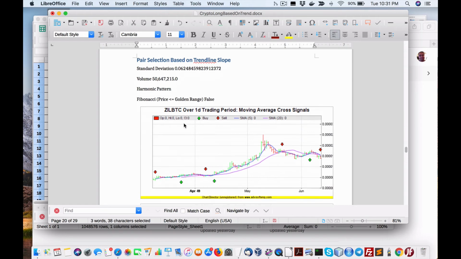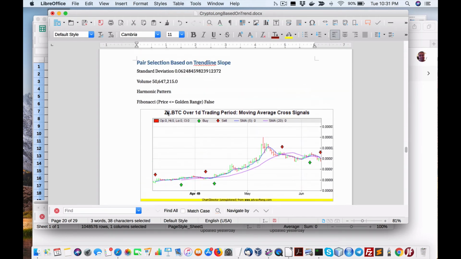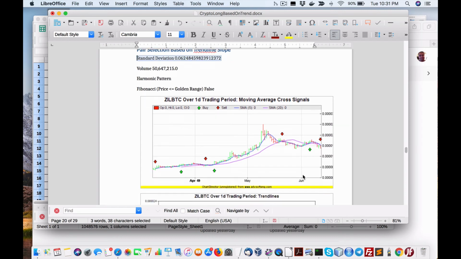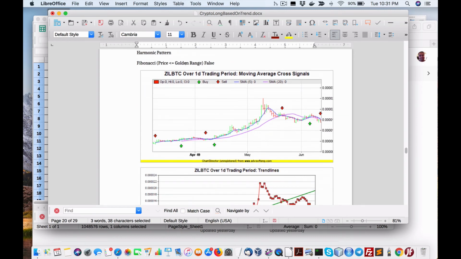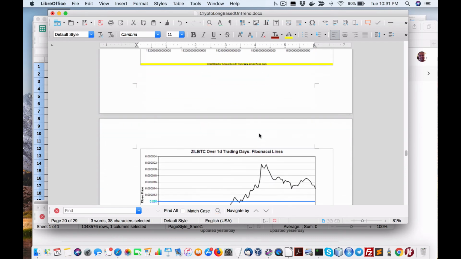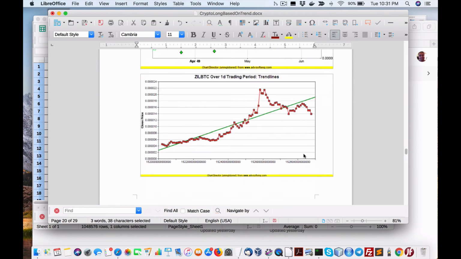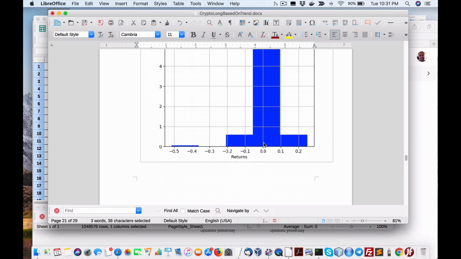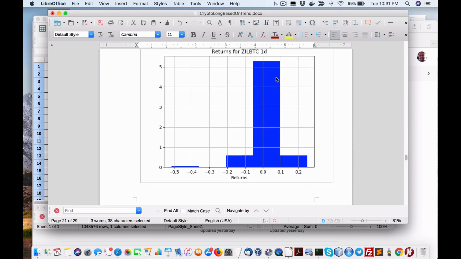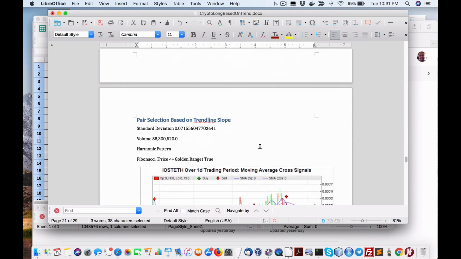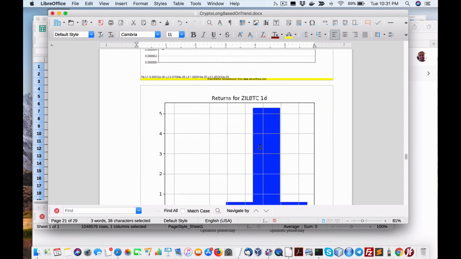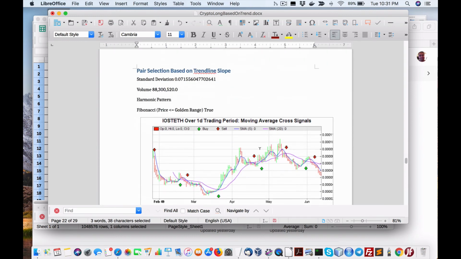Next one is, I think this is our last one, ZIL BTC. Volume's really good. The volatility is quite low, it's lower. It's not within our Fibonacci price level, which you can see here, below trend. But here's the interesting thing: there are more positives in the daily returns, so that's something worth looking into.